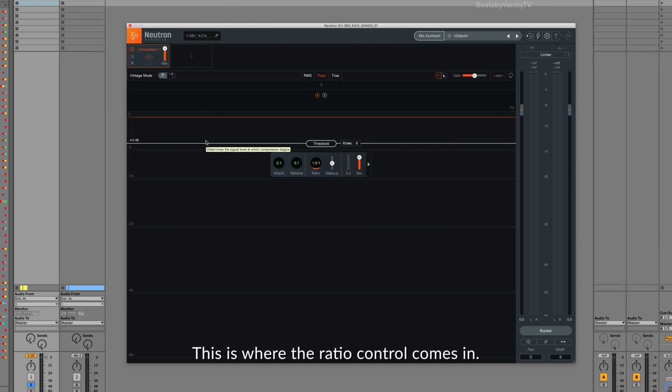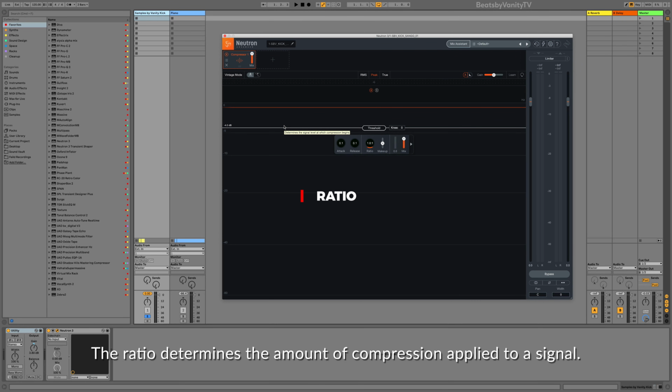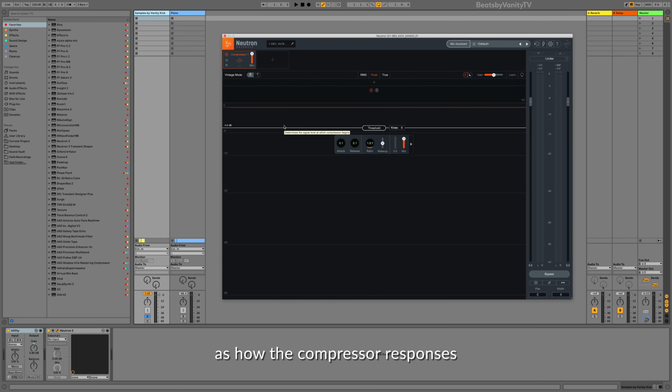This is where the ratio control comes in. Now, let's talk about the ratio. The ratio control is the amount. The ratio determines the amount of compression applied to a signal. You can think of it as how the compressor responds to a sound.